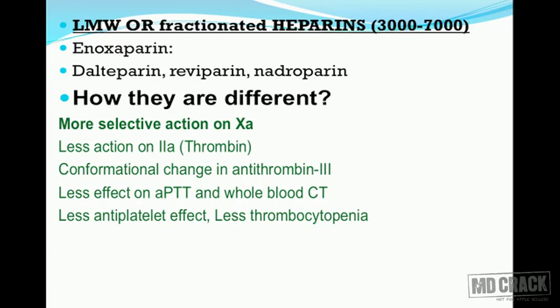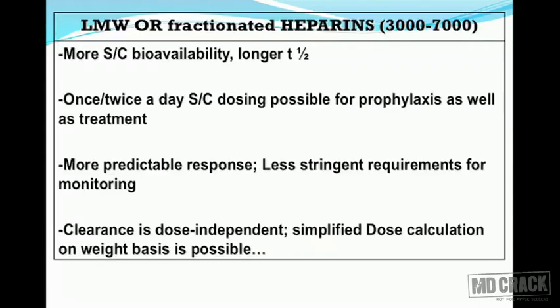So there is less thrombocytopenia and there are less hemorrhagic complications. That's the bleeding. The bleeding complications are less. So I hope you are appreciating the advantages and how they are different. And please remember the keyword: selective action on factor 10A and less action on factor 2A, that is thrombin. I take you to the next slide.